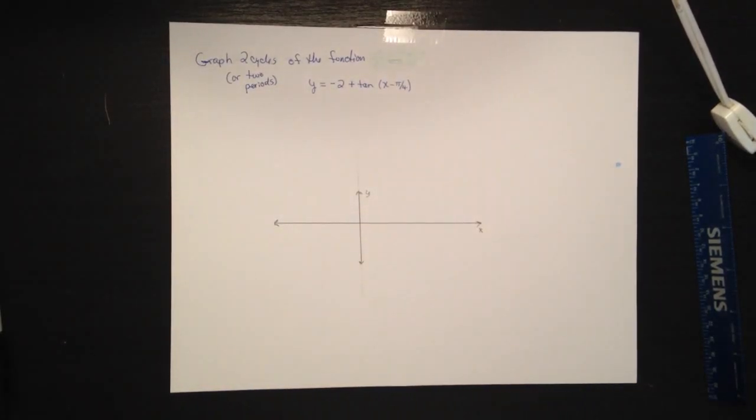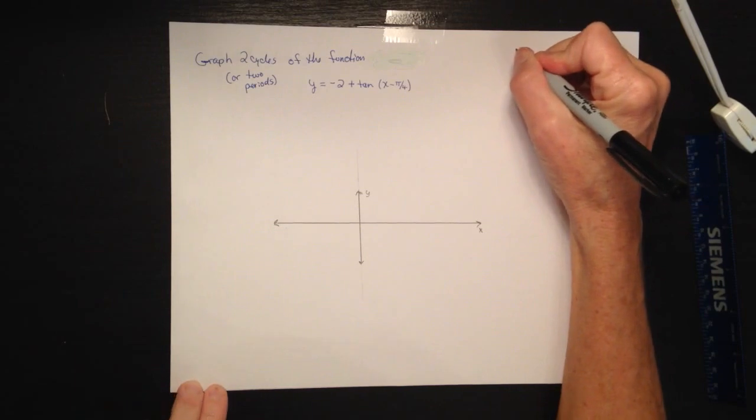Here's an example of how to graph a tangent function. We're supposed to graph two cycles or two periods of the function y equals -2 plus the tangent of x minus pi over 4. Okay, before we dive into this one, I just want us to recall what the graph of the tangent function looks like.